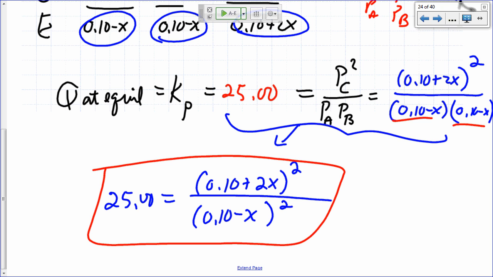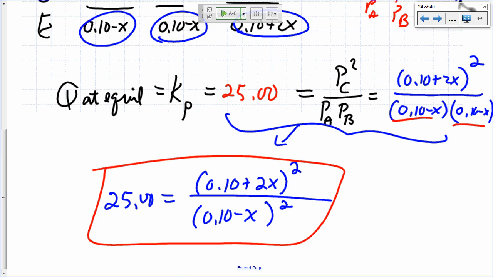Should you expand that? Expand your binomial in the numerator, expand your binomial in the denominator, collect terms, use the quadratic equation, solve for x. Yeah. But that would be the long way. There's actually a shortcut for this. What do you notice? It's squared on both sides, right? The numerator and the denominator are both squared, so you can actually simplify this problem.